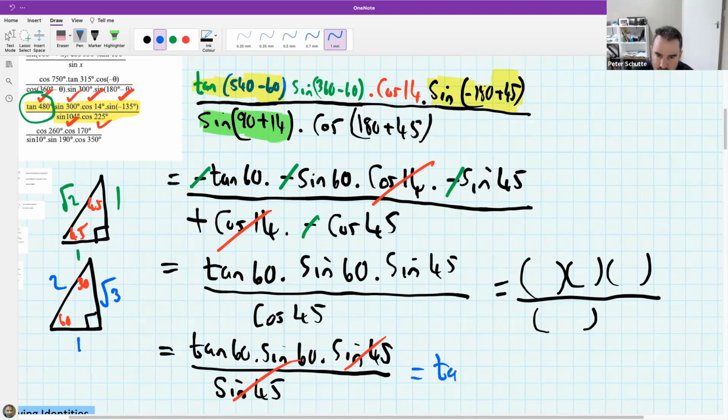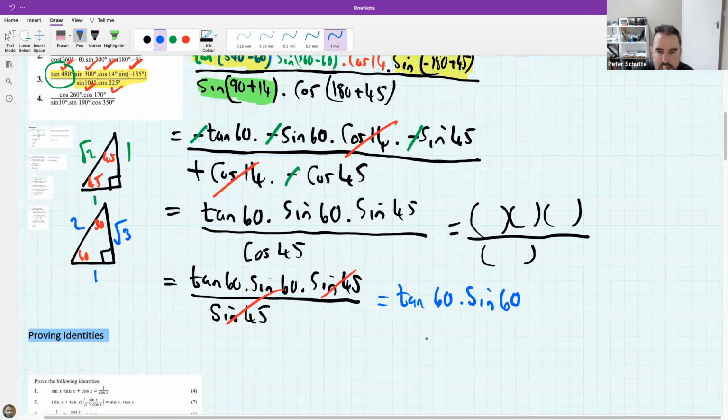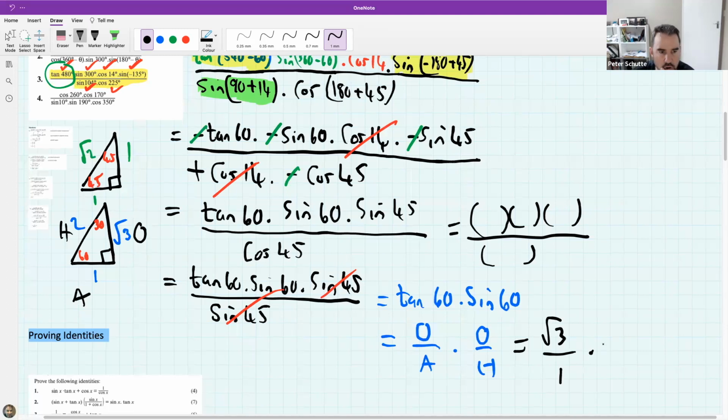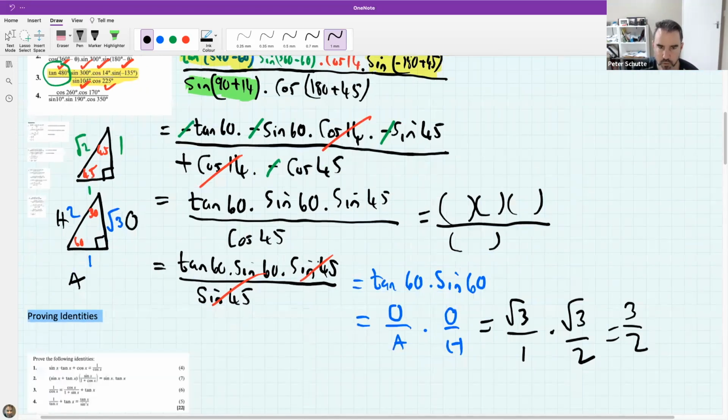So I'm left with the tan of 60 times the sine of 60, which, using my special triangles, the tan of 60 is going to be O over A times O over H, as long as my O's are in the right place. So O, H, A. So O is root 3 over 1, and O over H is root 3 over 2. So now you get 3 over 2 as my final answer. Quite a bit of work there.